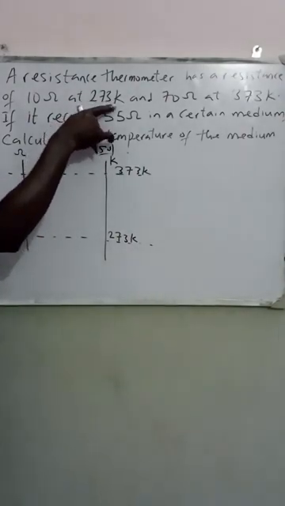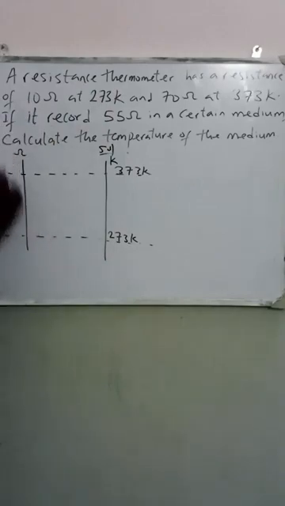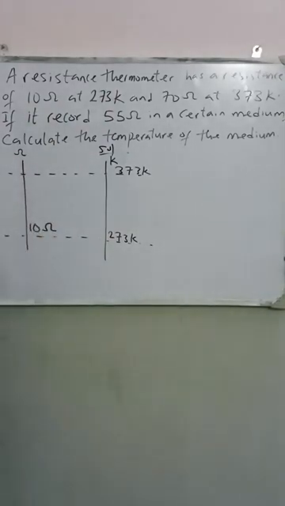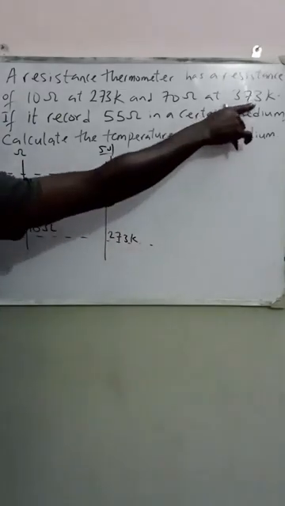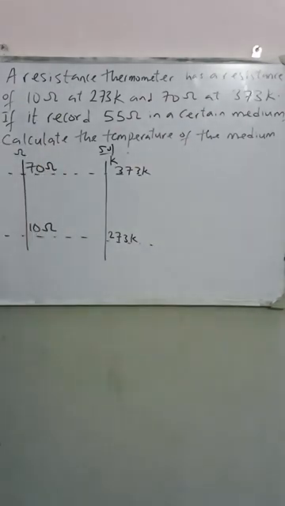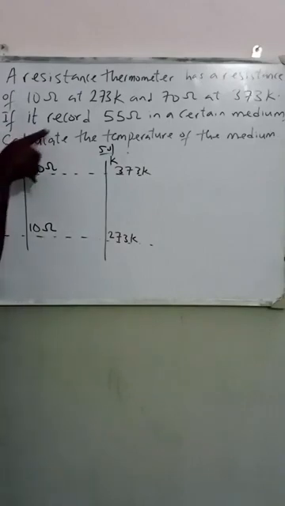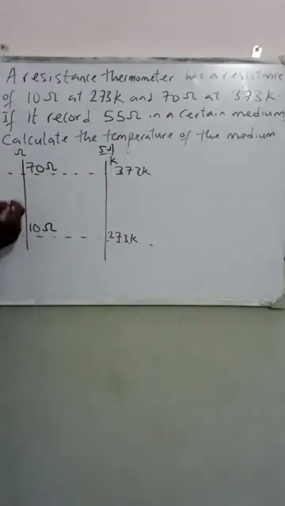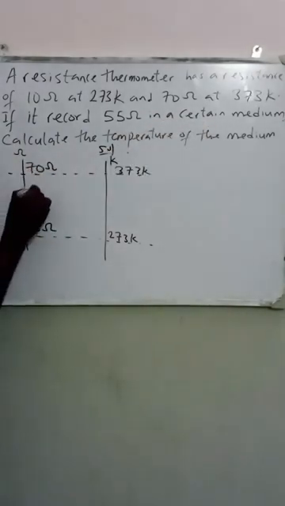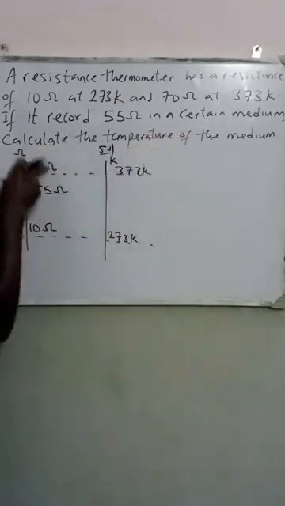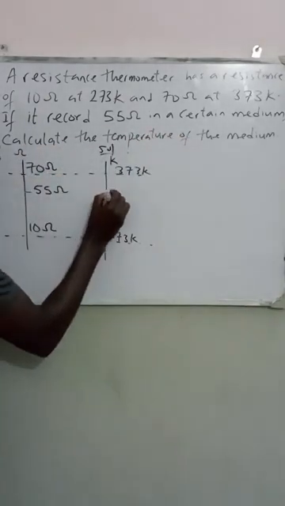The 273 Kelvin corresponds to 10 ohms on the resistance scale. So this is the symbol for ohms on the resistance scale. So this was 10 ohms. And also 373 Kelvin corresponds to 70 ohms. Now they are asking that if it records 55 ohms in a certain medium. If this is 10, then 55 should not be up to 70. Let's assume 55 is around here. 55 ohms in a certain medium. Calculate the temperature of that medium. I want to know the temperature of that medium.